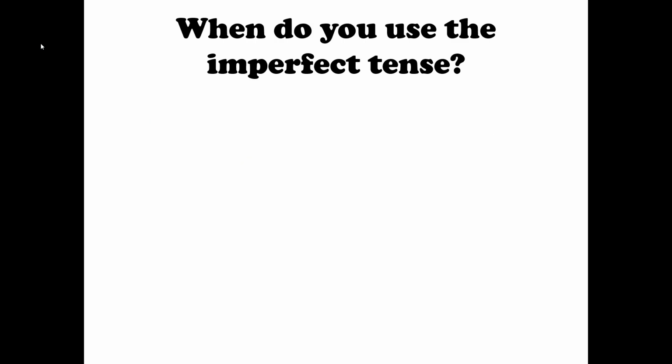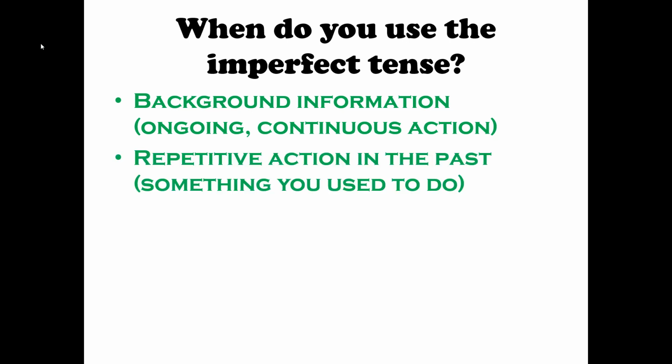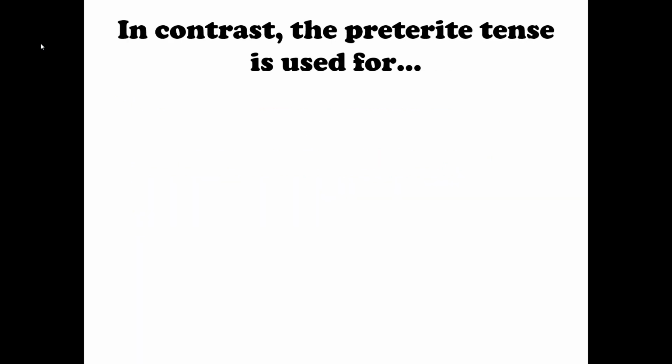To review, when do you use the imperfect tense? To say the background information in your story. For repetitive actions in the past, something that you always used to do. You always used to watch SpongeBob SquarePants. For telling time, we're going to say eran las 5. It was 5 o'clock. And for saying how old someone was. When I was 5 years old, cuando yo tenía 5 años.